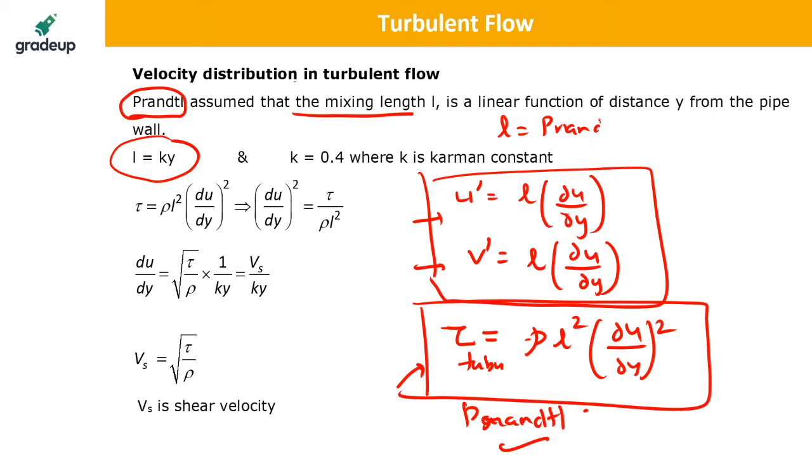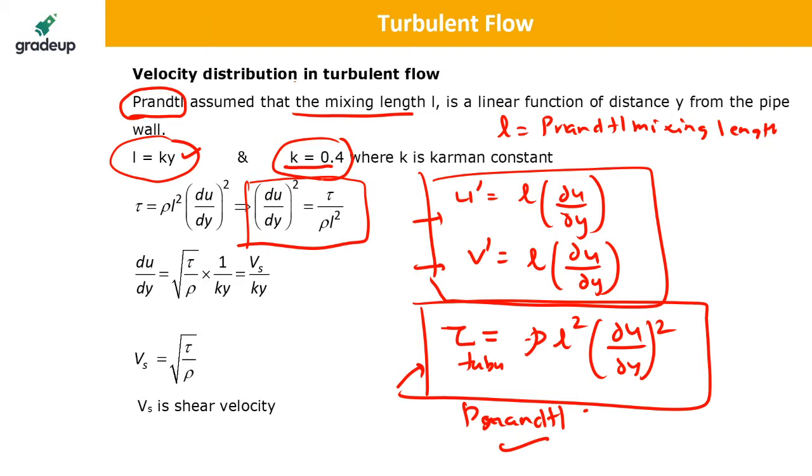Here L is called the Prandtl mixing length, and this Prandtl mixing length is equal to k into y, where k is equal to 0.4, called the Karman constant. If you put all the values in this equation, you can simply say that tau is equal to rho L square du by dy whole square, or du by dy whole square is equal to tau by rho L square.